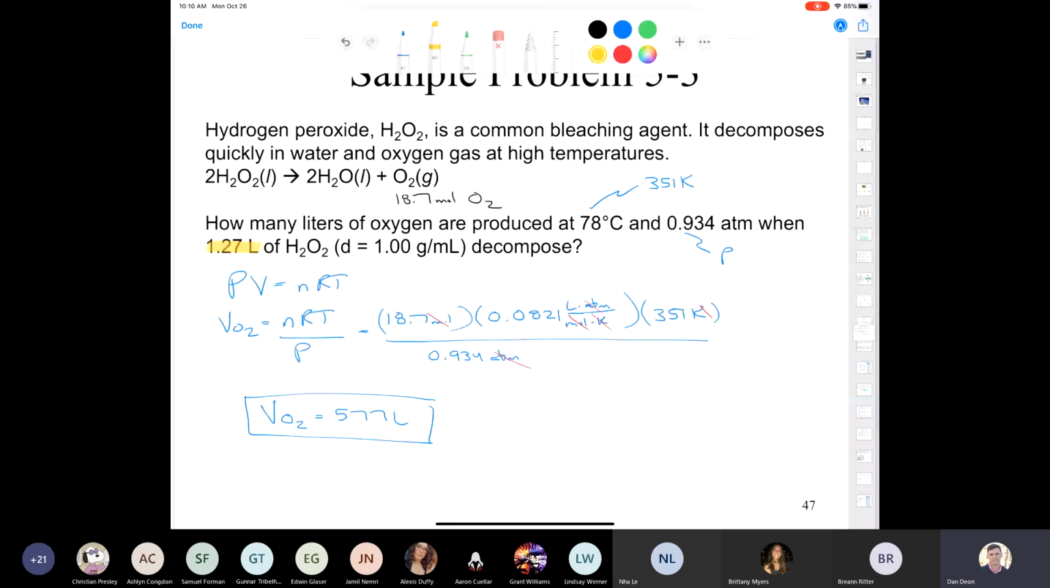Now do you understand that gases are mostly empty space, right? The particles are much farther apart. Yeah, somebody says that's insane.